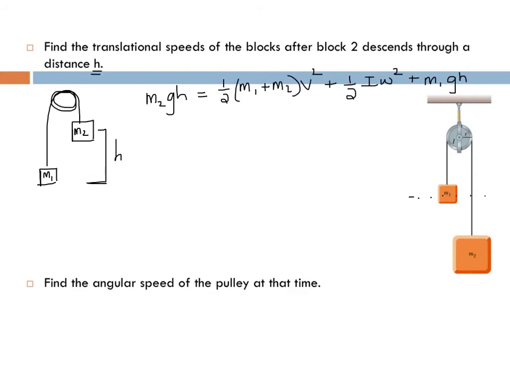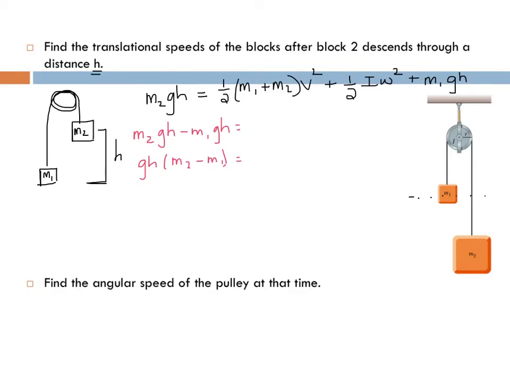So, first things first, we want to combine our like terms. We have m2gh and m1gh, so that becomes m2gh minus m1gh, or just gh times m2 minus m1. And that's going to be on the left side of the equation.